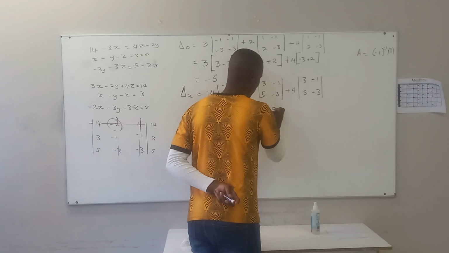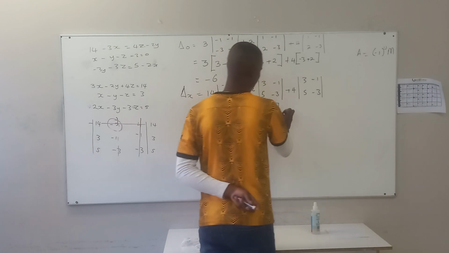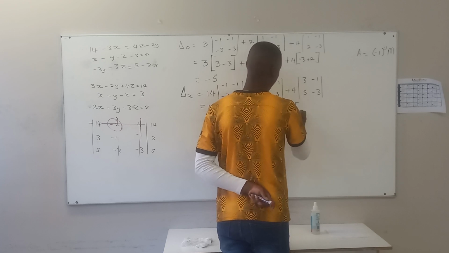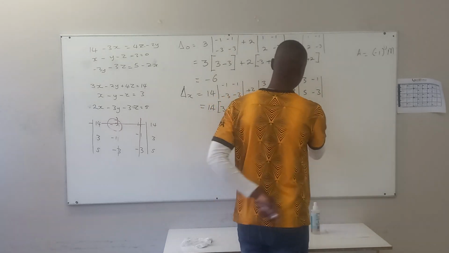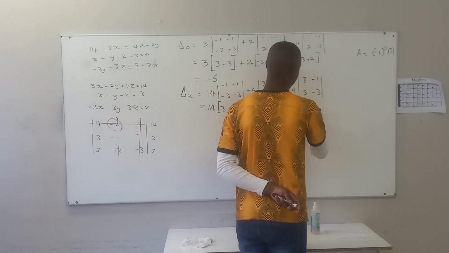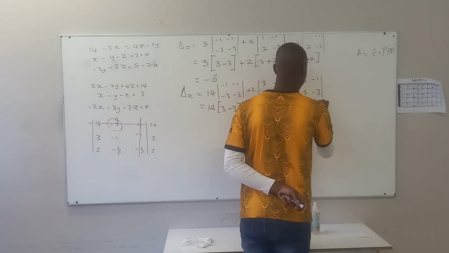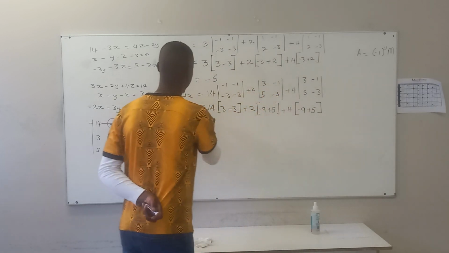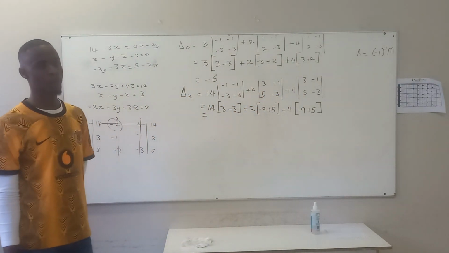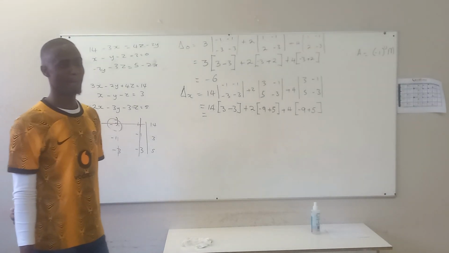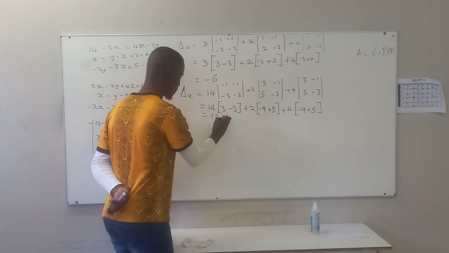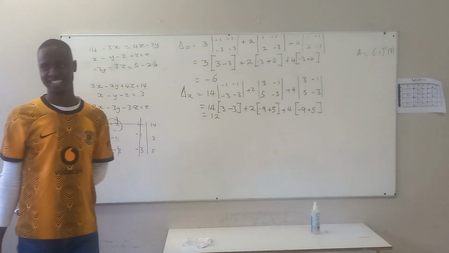Am I fast? Okay. This one and this one is negative 9. Minus this one and this one will change it to positive 5. Then what is the value of delta x? 12. Fast. Do you agree with it? They should.